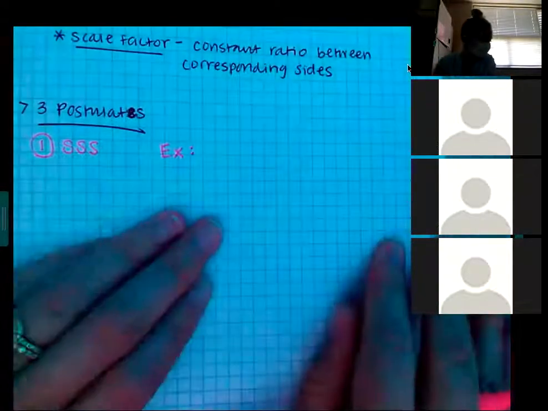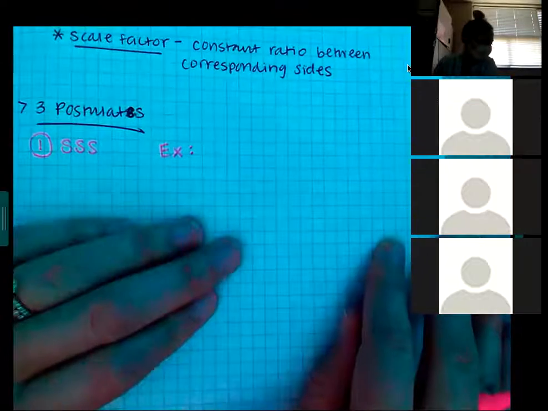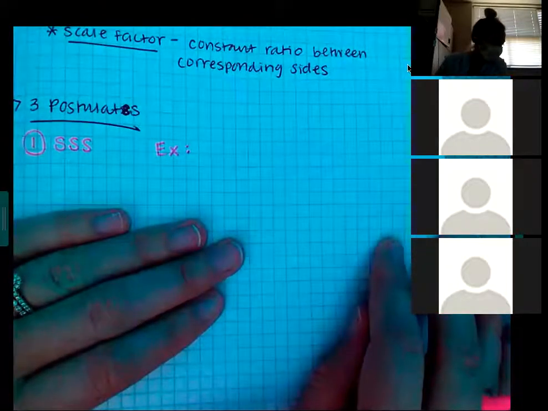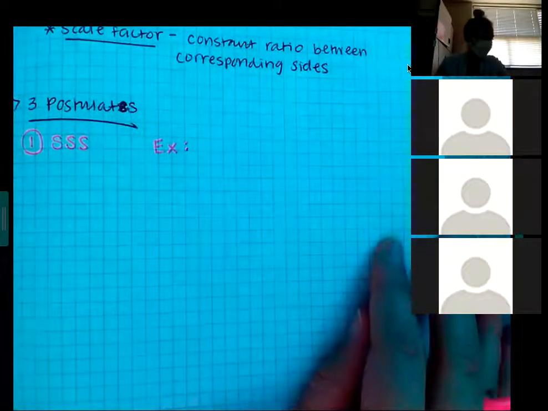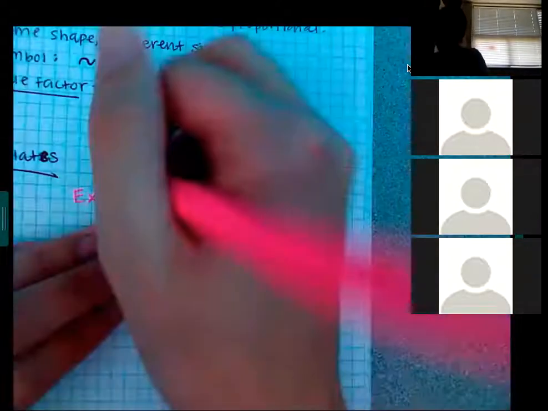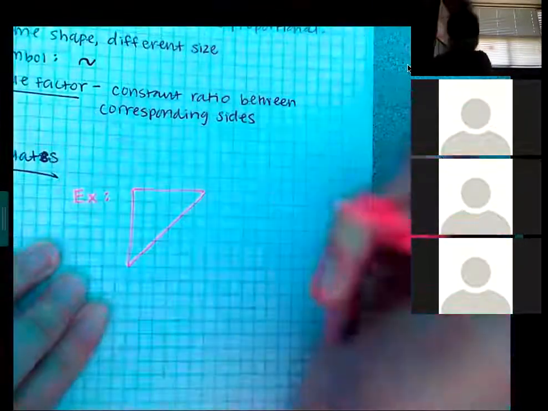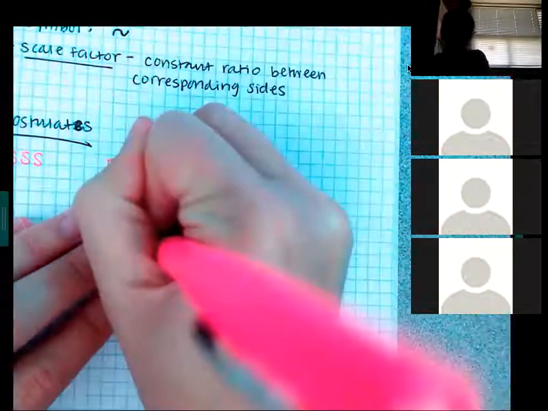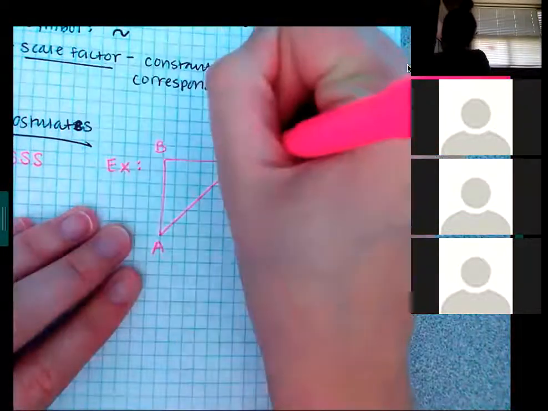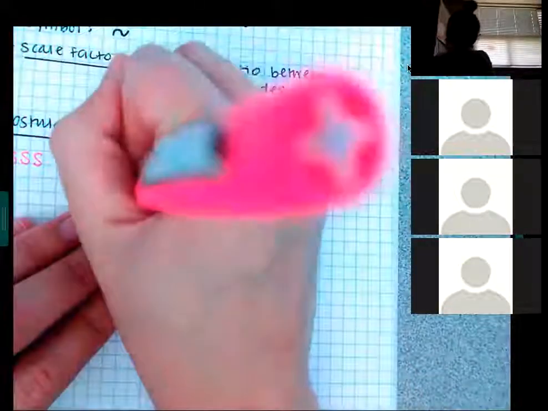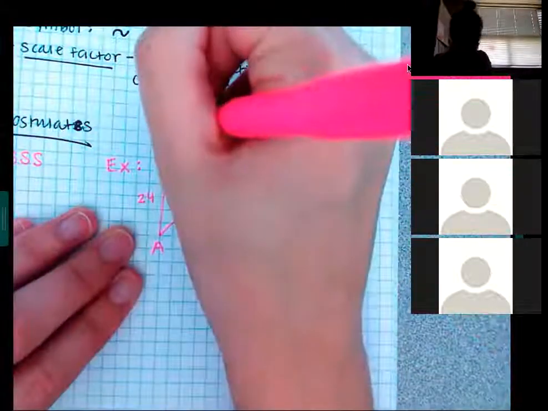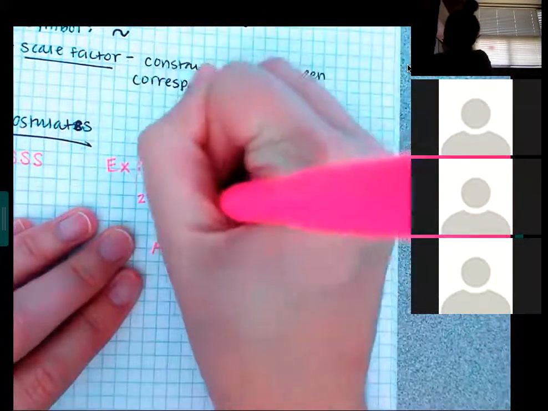Let's say I give you this triangle right here. You are going to have to draw these. A, B, C. This is 24, 32, and 40.